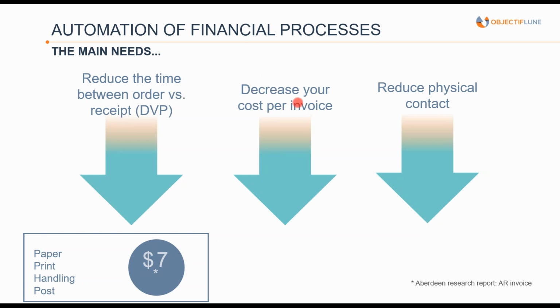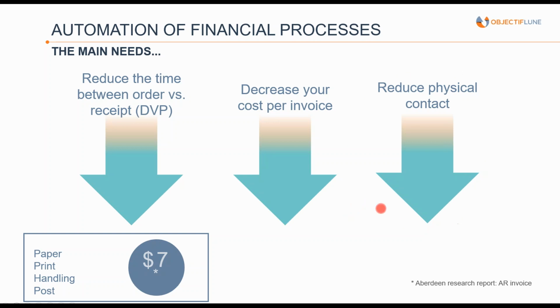Another need is to decrease your cost per invoice, because paper, print, handling the paper, and posting at the post office cost around $7 per invoice, according to the Aberdeen research report. So it's very costly. Each invoice is $7. So we can decrease your cost if you eliminate the paper, for example, make it digital, and automate the process.